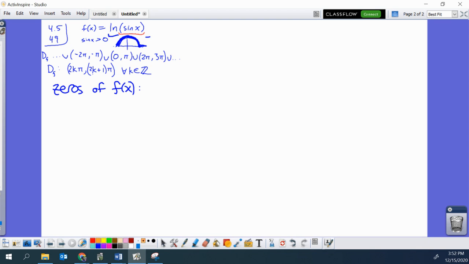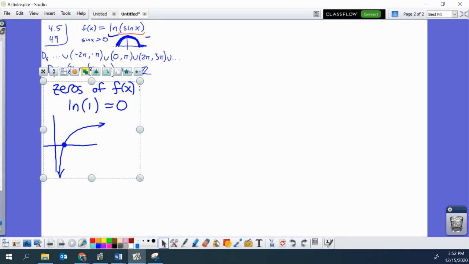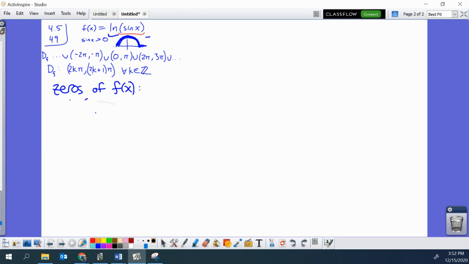And, start on the outside and work your way in, right? Where does the natural log of something equal 0? It's true that the natural log of 1 is 0, and that's really the only place, right? The natural log function is an increasing function. The graph of natural log of x looks kind of like that, and it crosses 0 at 1. So this function is only going to have a 0 when the inside of that logarithm is 1. In other words, where the sine of x equals 1.